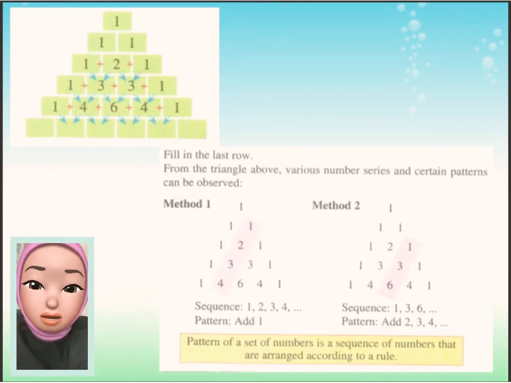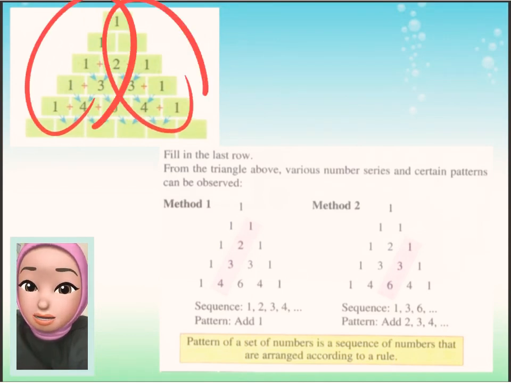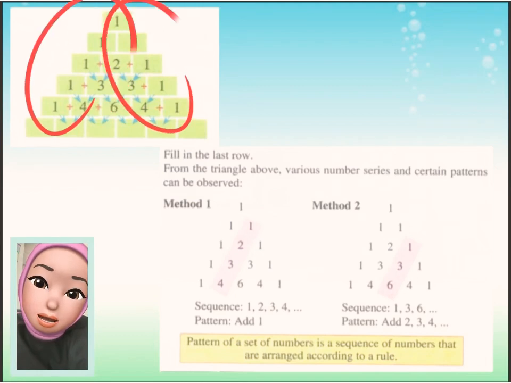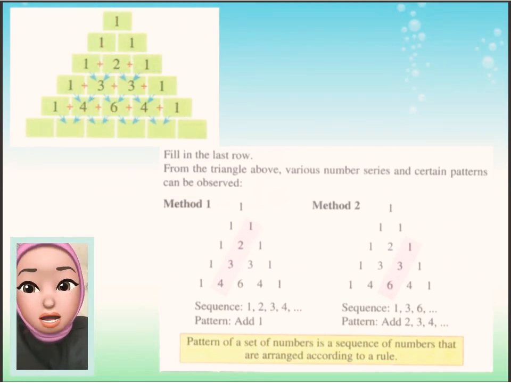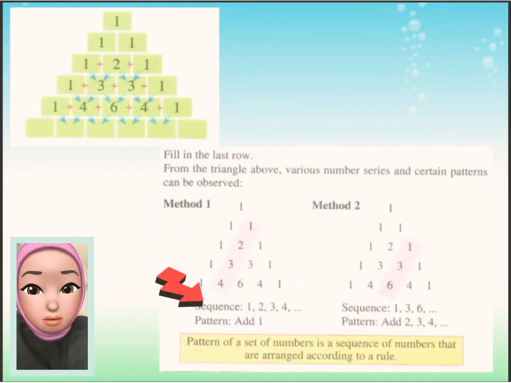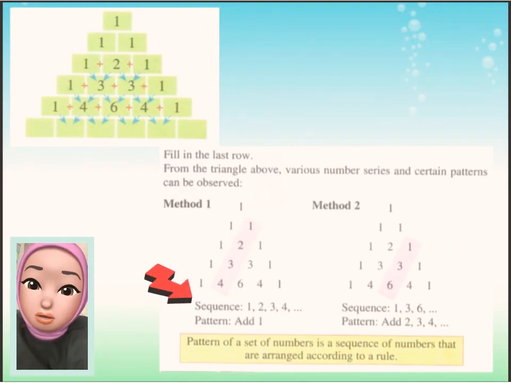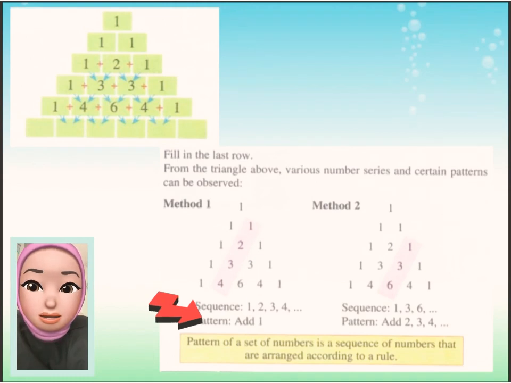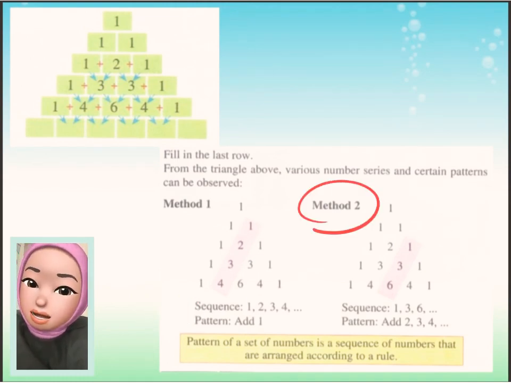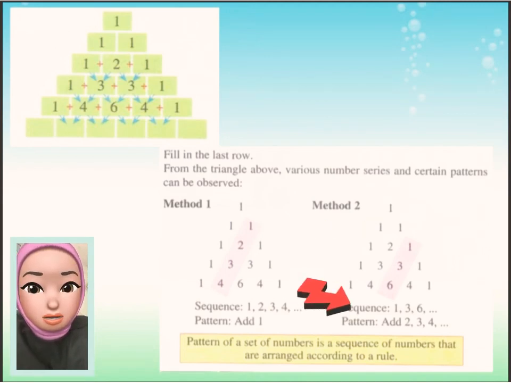And if you look at the Pascal's triangle, all the numbers at the sides, left and right, of the triangle are number 1. And as we can observe from the Pascal's triangle, look at method 1. We can find that there is a sequence with numbers 1, 2, 3, and 4. It creates a pattern of add 1. Look at method 2. We can find the sequence as 1, 3, 6, and another pattern, which is add 2, 3, and 4.